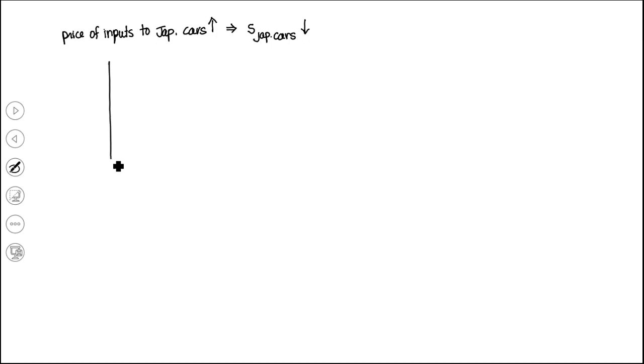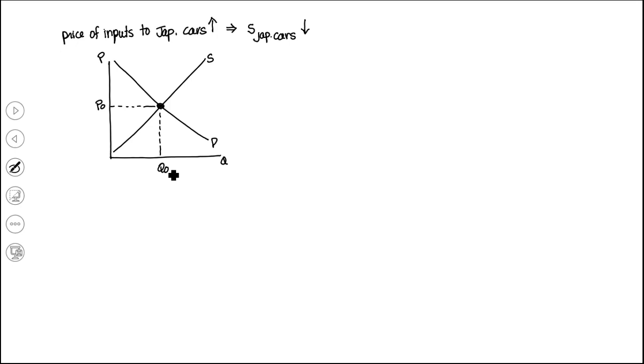So now we need to draw a graph. Okay. So supply and demand, make sure you label your axes. Remember to start by labeling your original price and quantity. And you can label them as you want. I just am in the habit of P0, Q0. But if you like something better, that's fine. But don't forget, guys, label your market. So this is the market for Japanese cars.